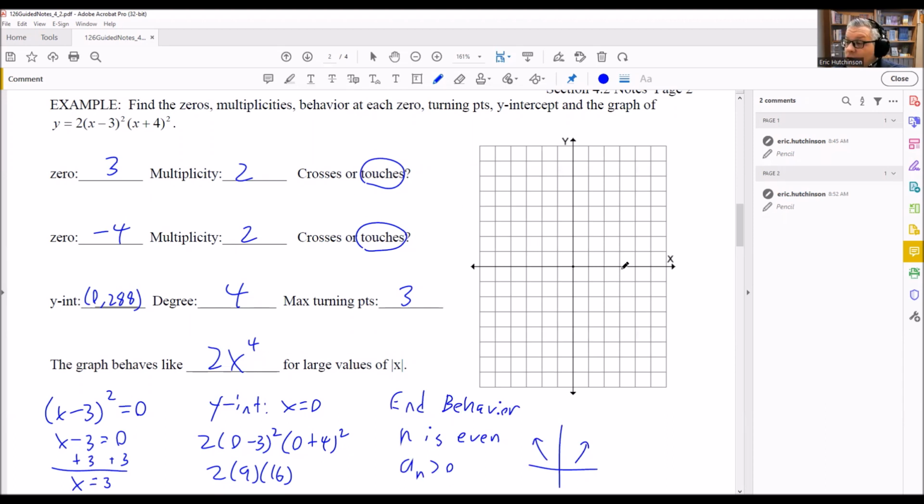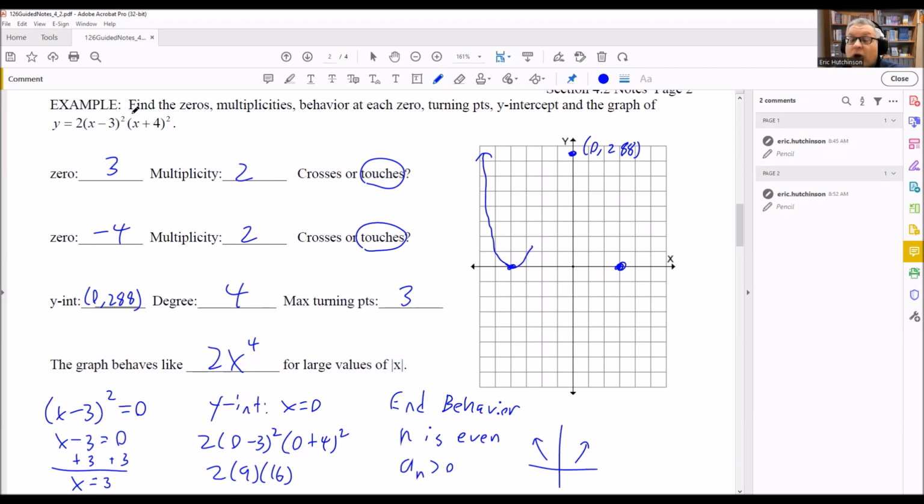First of all, I know it touches at positive 3 and at negative 4. I'm not going to use a scale for the y-axis. I'm just going to put a dot all the way up here, and we're going to say that this is (0, 288). So I know it's going to have to go all the way up through that point. Now let's fill in what the graph looks like. We have an arrow coming down, which means it's going to come down from the top, down to here. It says it touches, which means I know it's going to do a little bounce like that.